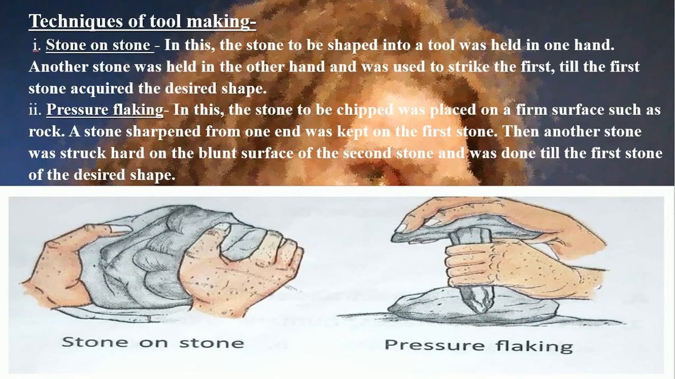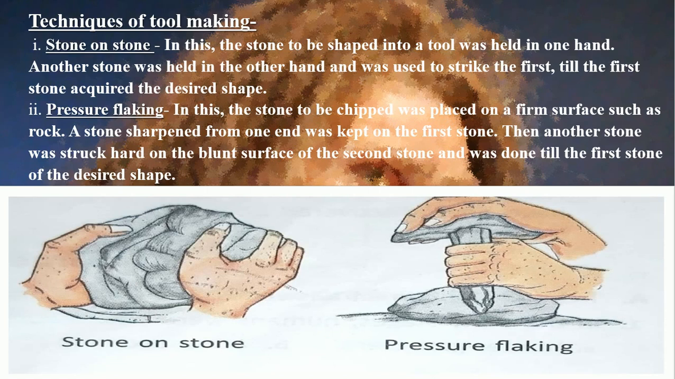Now let us discuss the techniques which were used for tool making. As you can see here, two techniques were used for making tools. The first technique is stone on stone, and the second technique is pressure flaking. I have included the pictures from the book.